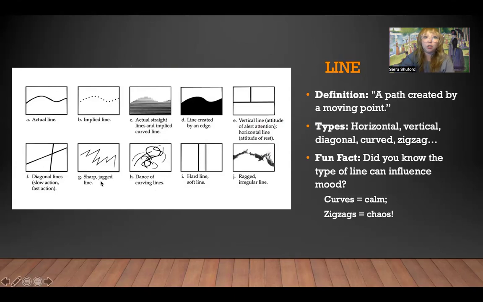We also see these sharp, jagged lines, dancing, curving lines, hard line and soft line, and ragged, irregular lines as well, that can be created from splatters of paint and things like that. There's lots of definitions for what line is.